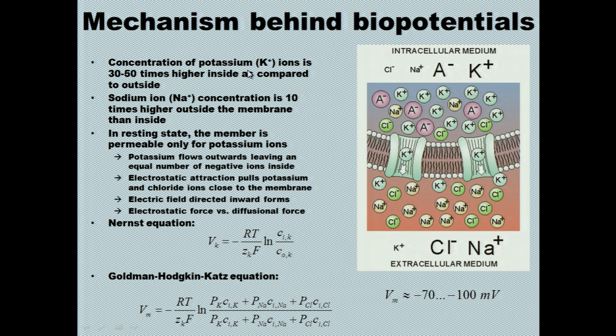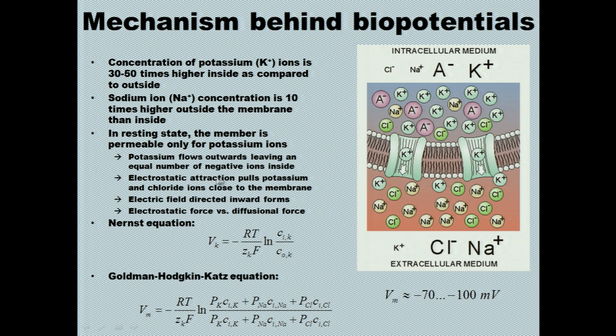So, the concentration of potassium ions is 30 to 50 times higher inside, whereas the sodium ion is 10 times higher outside. And then whenever an impulse occurs, there will be transfer or transmission of these 2 ions. In the resting state the membrane is permeable only to potassium ions, they only can go and come normally at the resting stage. Then potassium flows outwards, leaving an equal number of negative ions inside, correct. Potassium is positively charged, sodium is positive, calcium is 2 plus positive, chlorine is negative. So, this will give rise to the various potentials.